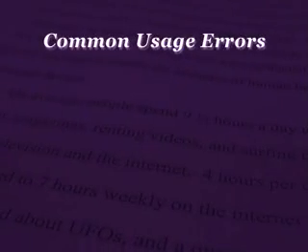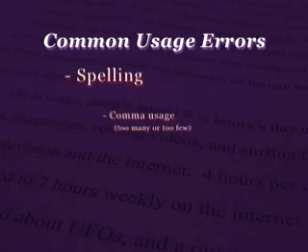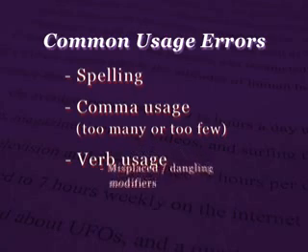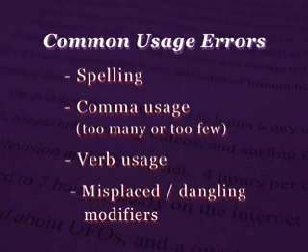Once you are pleased with the organization, clarity, and coherence of your ideas, it's time to work on the last stage, proofreading. Here are some of the common usage errors that students are most likely to find while proofreading: spelling, using too many or too few commas, verb usage, misplaced or dangling modifiers.